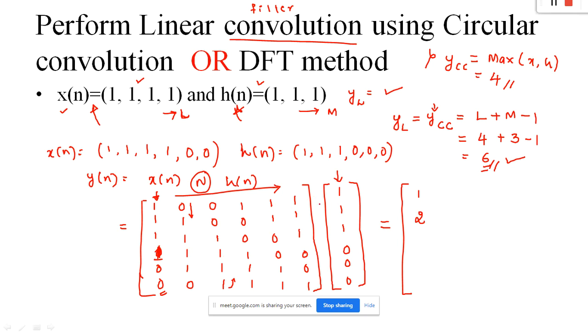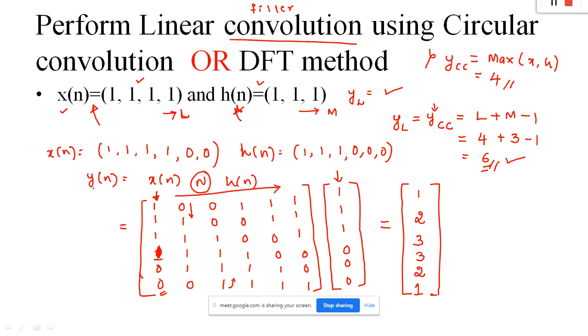Next, 1 into 1 plus 1 into 1 plus 1 into 1, that is going to be 3, and the rest of the values are multiplied with 0, hence 0. Again 1 into 1, 1 into 1, 1 into 1, three times, so this is once again 3. And once again 0 into 1 is 0, 1 into 1 and 1 into 1 only, and the rest of the values are 0. Therefore this comes to be 2, and the last value is 1. So just cross verify my answer by performing it on your own.